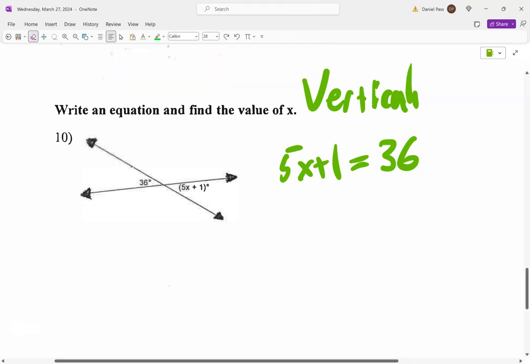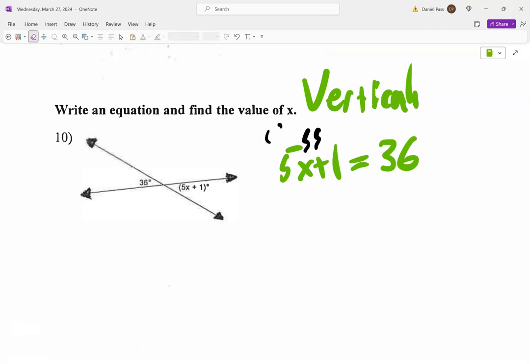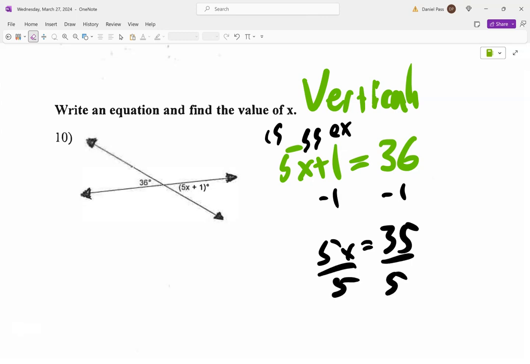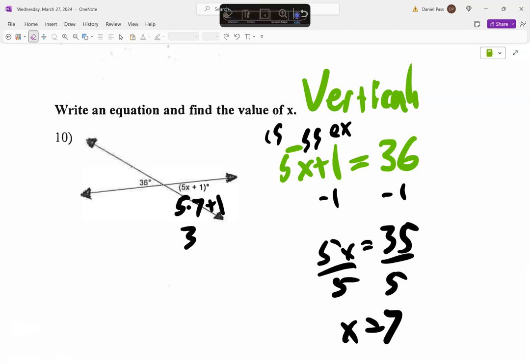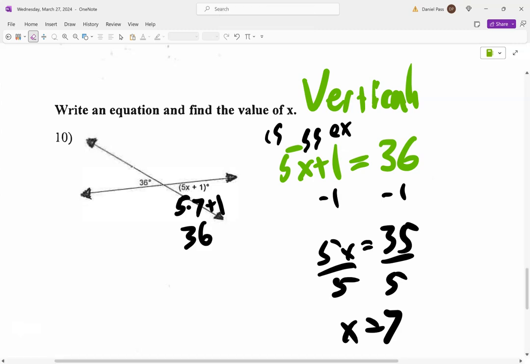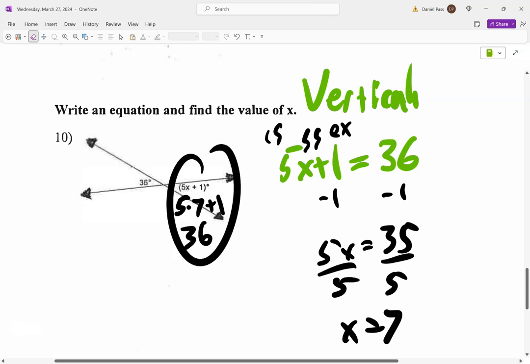Okay, who's the superstar? 5x. Who's the co-star? 5. Good. Who's the extra? 1. Good. So we would do minus 1 on both sides, get rid of the extra first. And then we would divide by 5. And we would get x equals 7. So what does that mean? That means 5 times 7 plus another 1 equals 36, the same as the other side. And that makes it true.